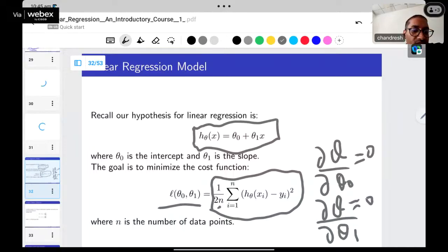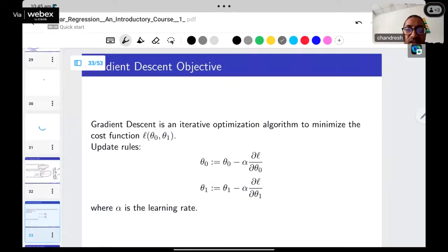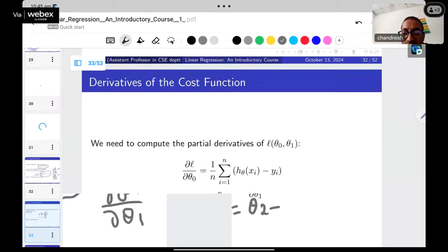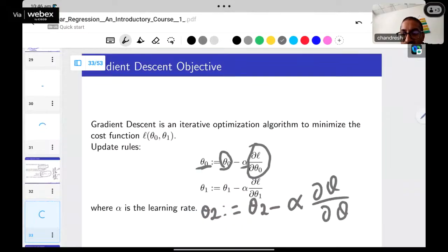So let's see. I don't know whether you have seen this one. So this is the gradient descent update rule. This is the updated value, when you take the previous value minus alpha times the derivative. So you do it for all the parameters. In our case, in this particular example, we have just two parameters. If there are m parameters, you will have theta 2 also. Theta 2 equals theta 2 minus alpha del L by del theta 2. So basically you repeat this equation as many times as there are unknown parameters.